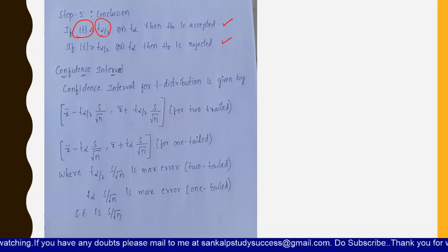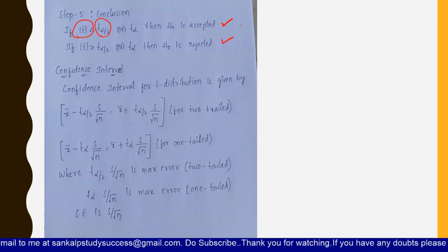But if your value is greater than the t alpha by 2 value, then you can say that the null hypothesis is rejected. So in this way you can say whether the null hypothesis is accepted or rejected. So these are the 5 steps which we follow in order to solve t distribution problems for single mean.